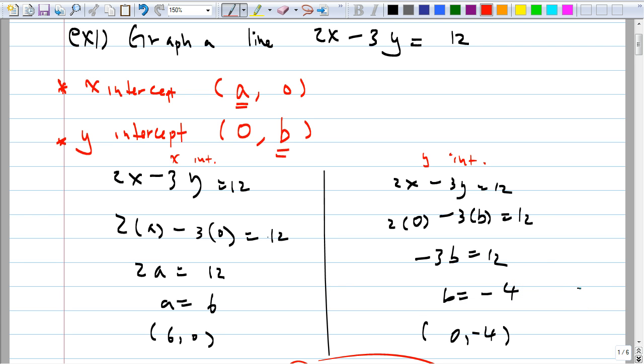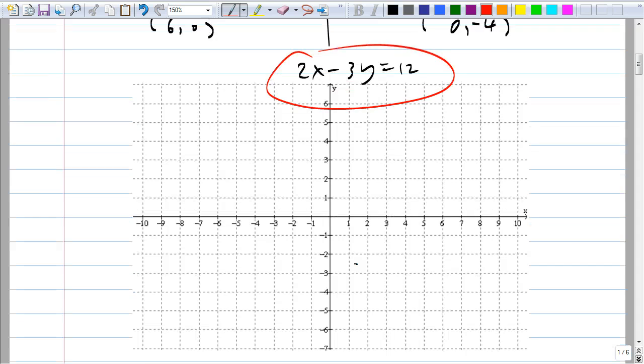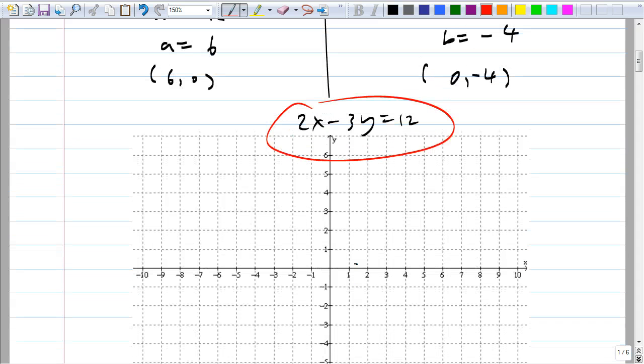So the answer is? What is the ordered pair? (0, -4). Do you know how to graph this now? Go ahead, everybody try. I'll wait. I'll graph it also. So let's plot the x-intercept and y-intercept. The x-intercept is 6, so it's going to be on the x-axis right here. And the y-intercept at -4. There you go. And so all you have to do is connect them together. We know it's going to be a line. It's in standard form.